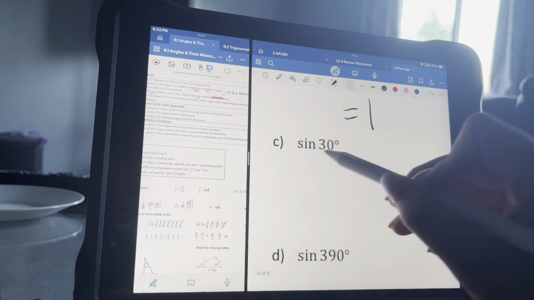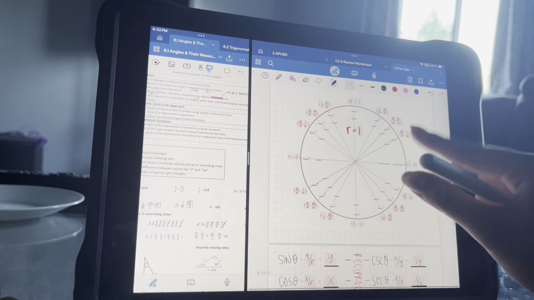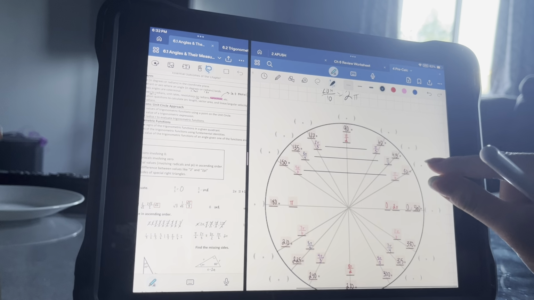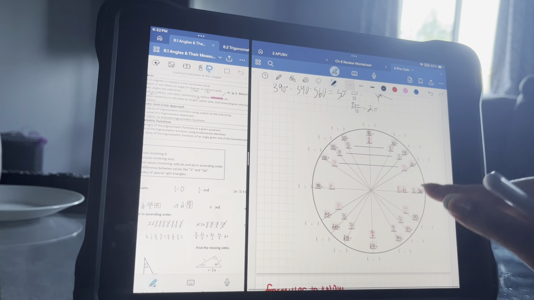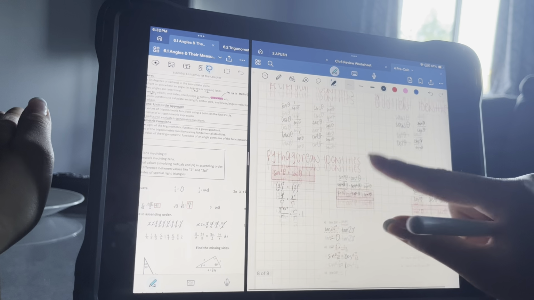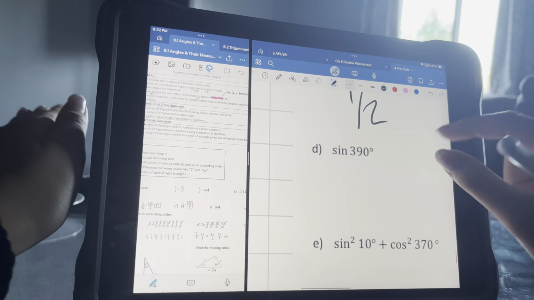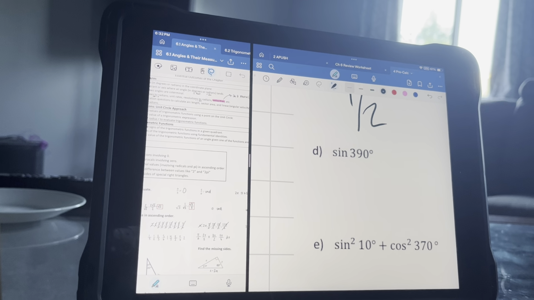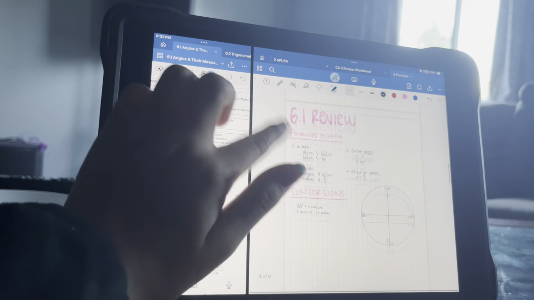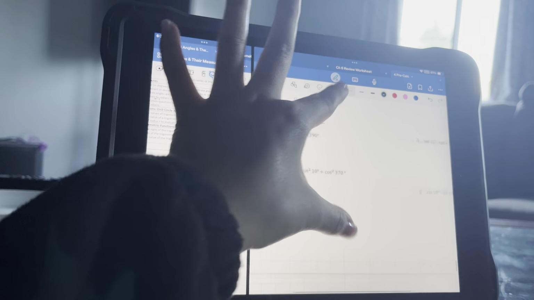Sine of 30 degrees. First thing that sticks out to me is 30 degrees is an angle on the unit circle. Sine, the ratio for sine is y over r. R is 1, so it's just y. For 30 degrees, y is 1/2. Sine of 390. Okay, 390 isn't on our unit circle, but it's coterminal with something. As on the very first page, 390 is coterminal with 30 degrees. We just did the sine of 30 degrees. Also 1/2.